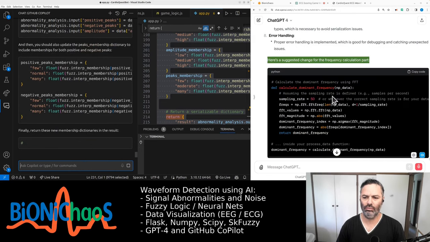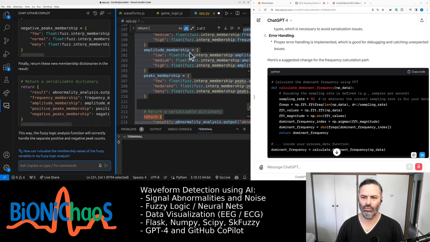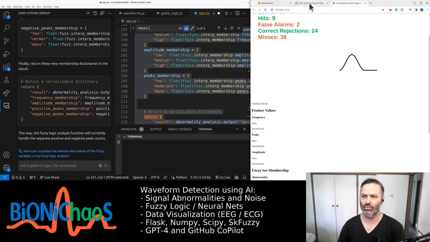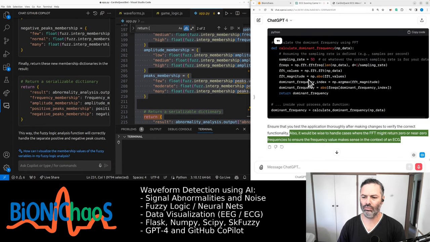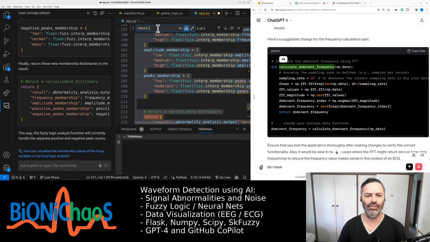Here's a suggested change for the frequency calculation part. Ensure that you test the application thoroughly after making changes to verify the correct functionality. Also, it would be wise to handle cases where the FFT might return zero or near zero frequencies to ensure the frequency value makes sense in the context of an ECG. Do we have this function?